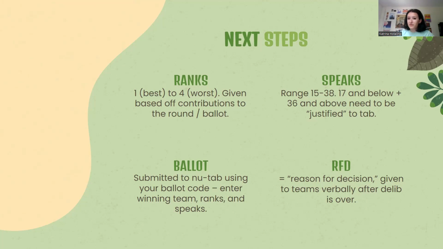Then once I have ranks, you have to give speaks. I'll talk more about speaks in the next slide, or 2 slides, I don't remember, but I typically start with the best speaker and I decide what I think they got, and then I work down from there in the round. You can really do it any way you want as long as you're giving everyone speaks. The range is 15 to 38. I'll talk more about this later.